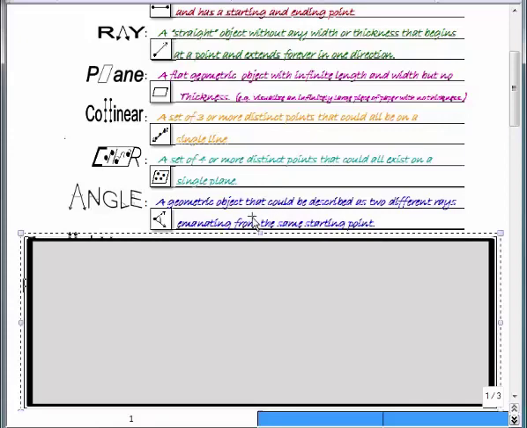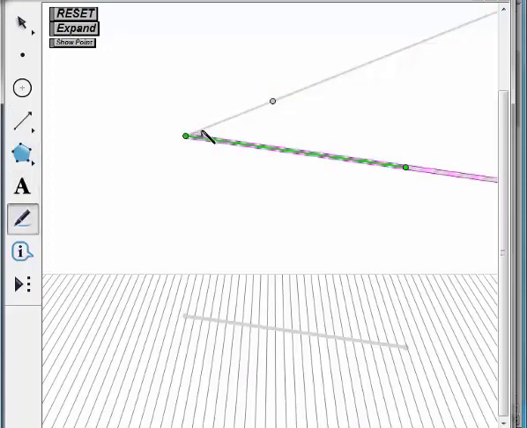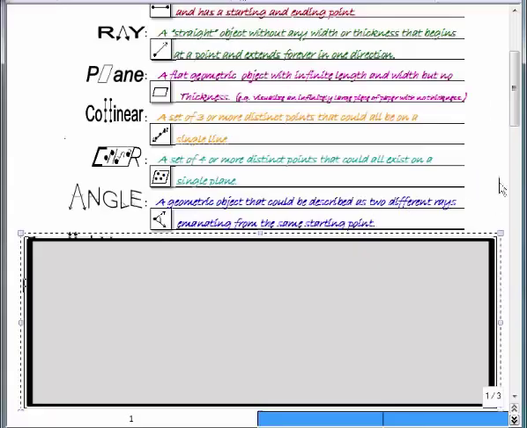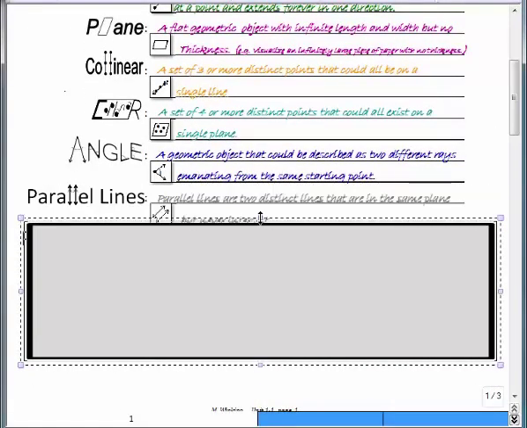Alright, an angle is a geometric object that could be described as two different rays emanating from the same starting place. So if we go back and took another ray and we just had it extend in that direction forever and this direction forever, so it's two rays with the same starting place, so they go on forever, that creates what's called an angle right there. So that's an angle. We're just going through and carefully defining each of these things that you may have known before what they were, but now we want to talk about them more precisely.